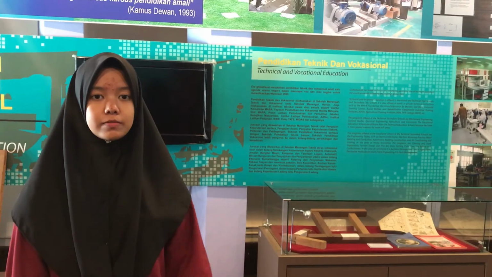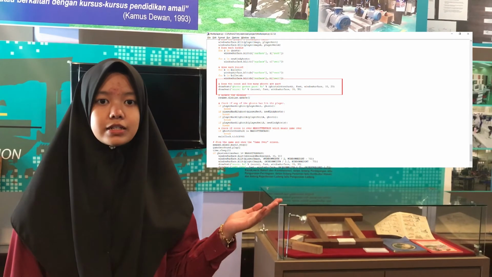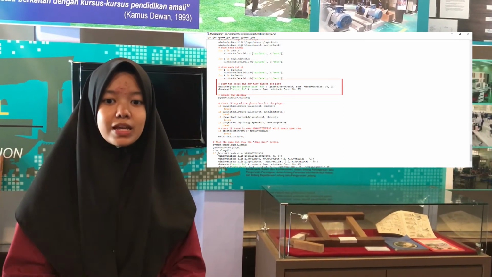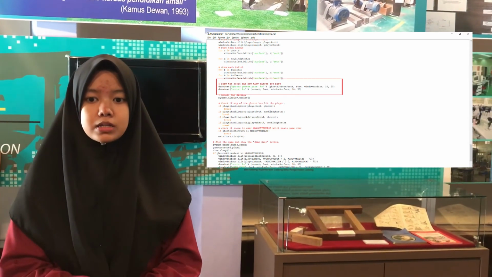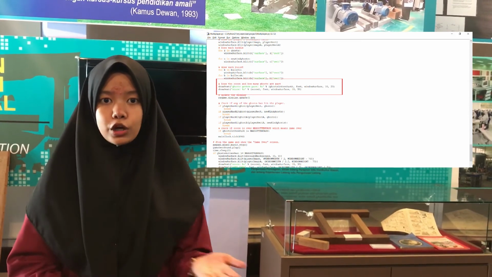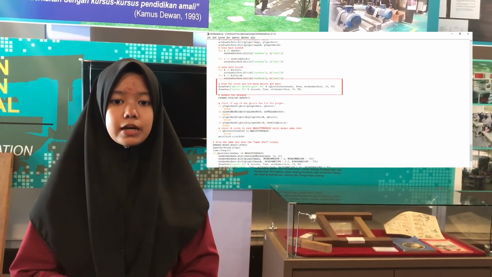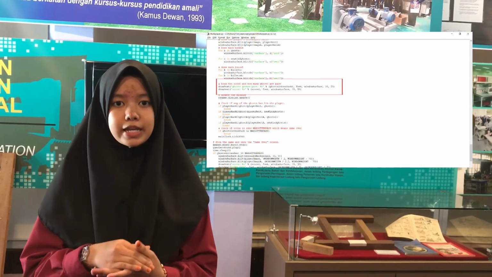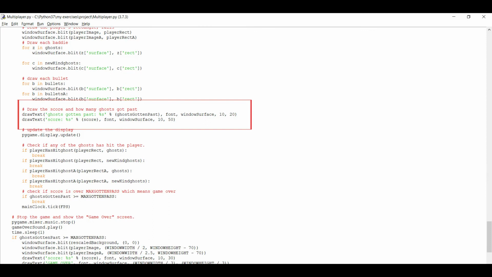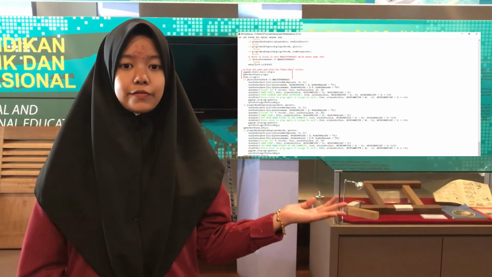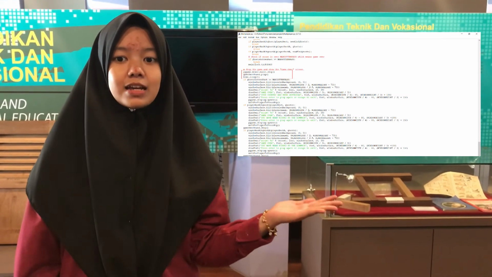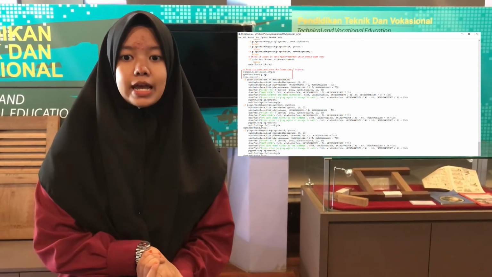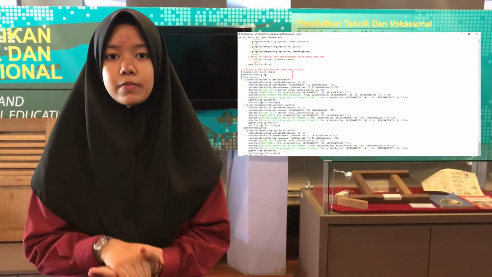Okay, from line 363 until 364, this one is for the score and how many ghosts could pass. These two will always be at the top left of the screen, and the numbers will increase until the player is game over. From line 384 until 388 is for stopping the background sound and playing the new song, which is the game over sound.